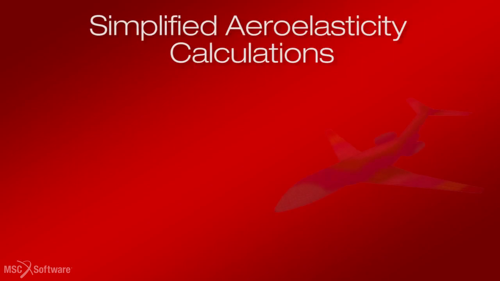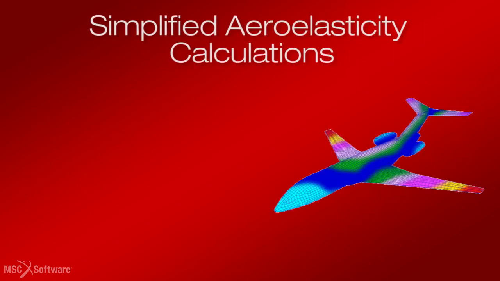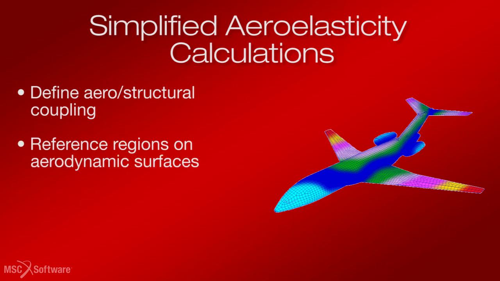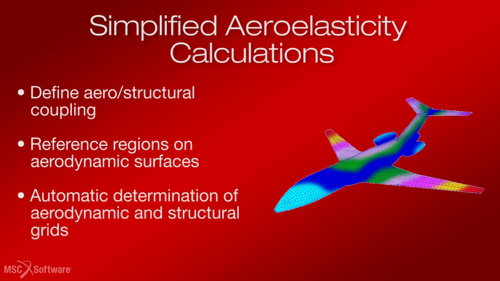The MSC Nastran 2012 release simplifies aeroelastic modeling by allowing you to define aerostructural coupling by referencing only the regions on aerodynamic surfaces that participate in the blends and define the depths for the overlapped regions. MSC Nastran 2012 will then automatically determine the aerodynamic and structural grids that are within your defined depth and add them to the relevant splines.